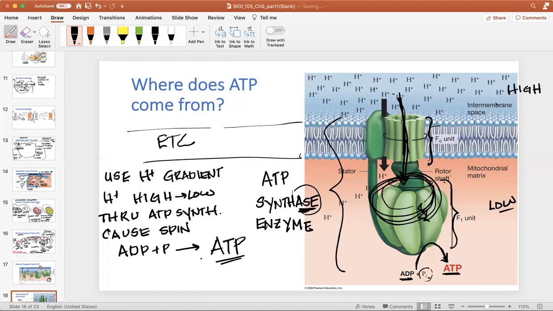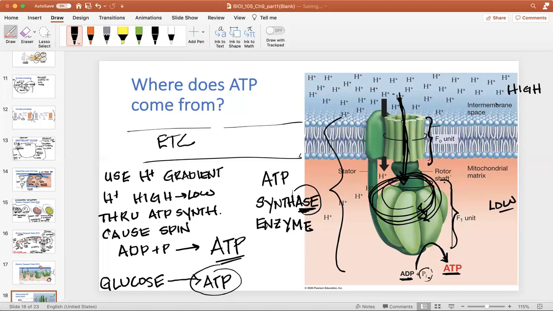So at this point, we have achieved our goal. The whole goal of cellular respiration was to start out with a glucose molecule, right? And there's some energy stored in the bonds of glucose, but we can't use that in our cell. What we use in our cell for energy is ATP. So the goal of cellular respiration was to take a glucose molecule and turn it into ATP. And at this point, we have done that.